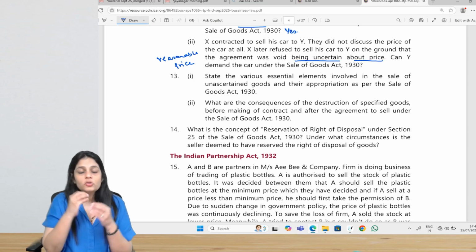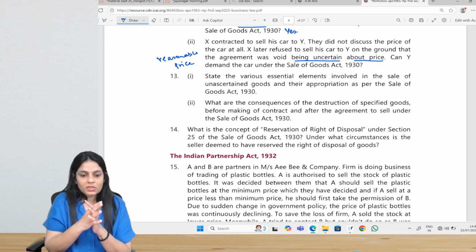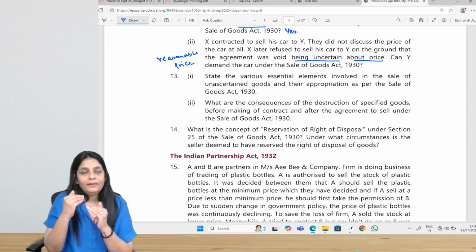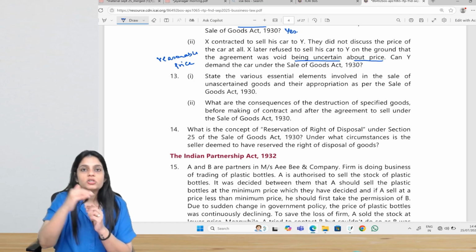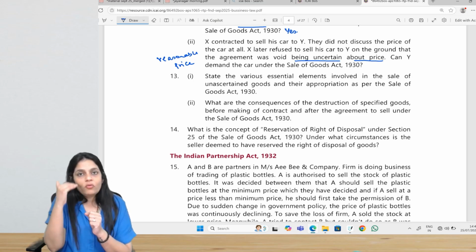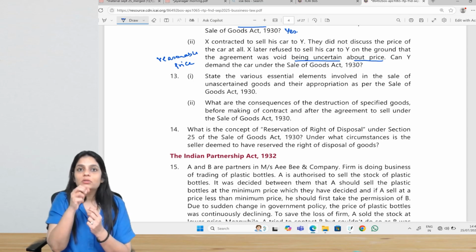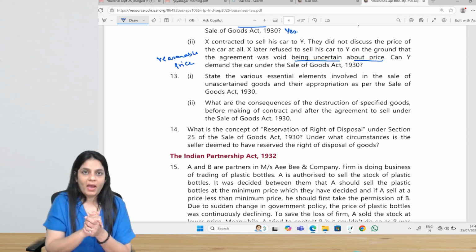When I talk about reservation of rights to disposal, the seller can tell the carrier that even if the goods reach the buyer, don't hand over the goods to the buyer unless I tell you. So he has kept in his control the final delivery of the goods to the buyer. He has reserved the rights of disposal.